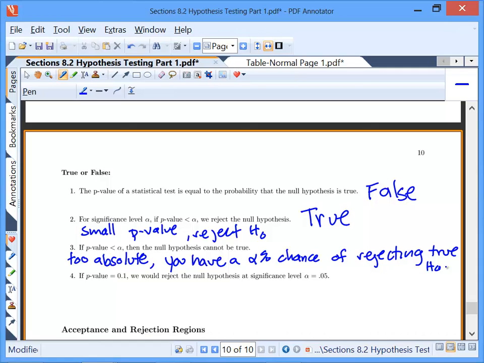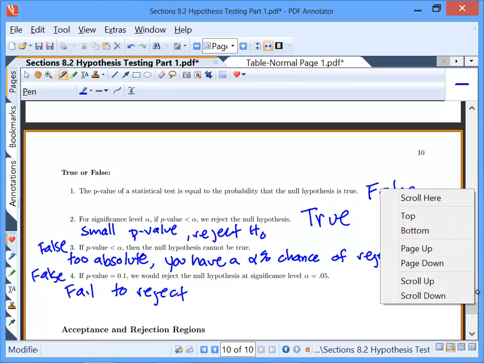And our last one, if our p-value is 0.1, you would reject the null hypothesis at significance level of alpha equals 0.05. So p-value is 0.10, alpha is 0.05. Should we reject or fail to reject? Should we fail to reject because that is a big p-value? So this was false and false. Questions on those?